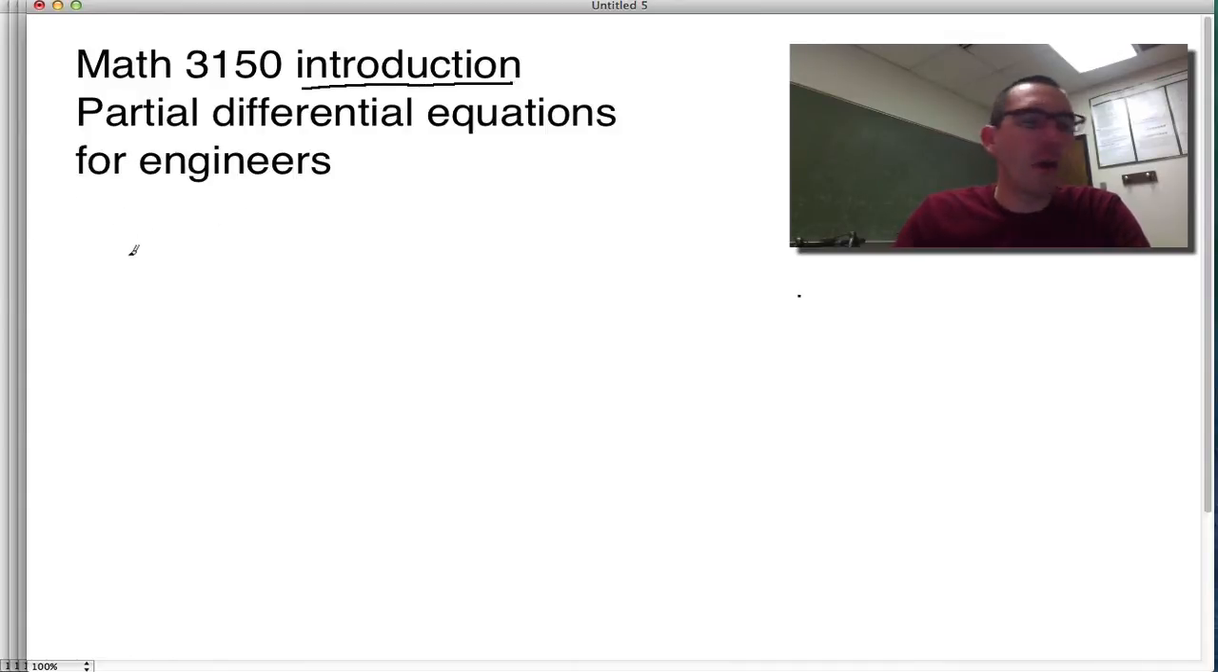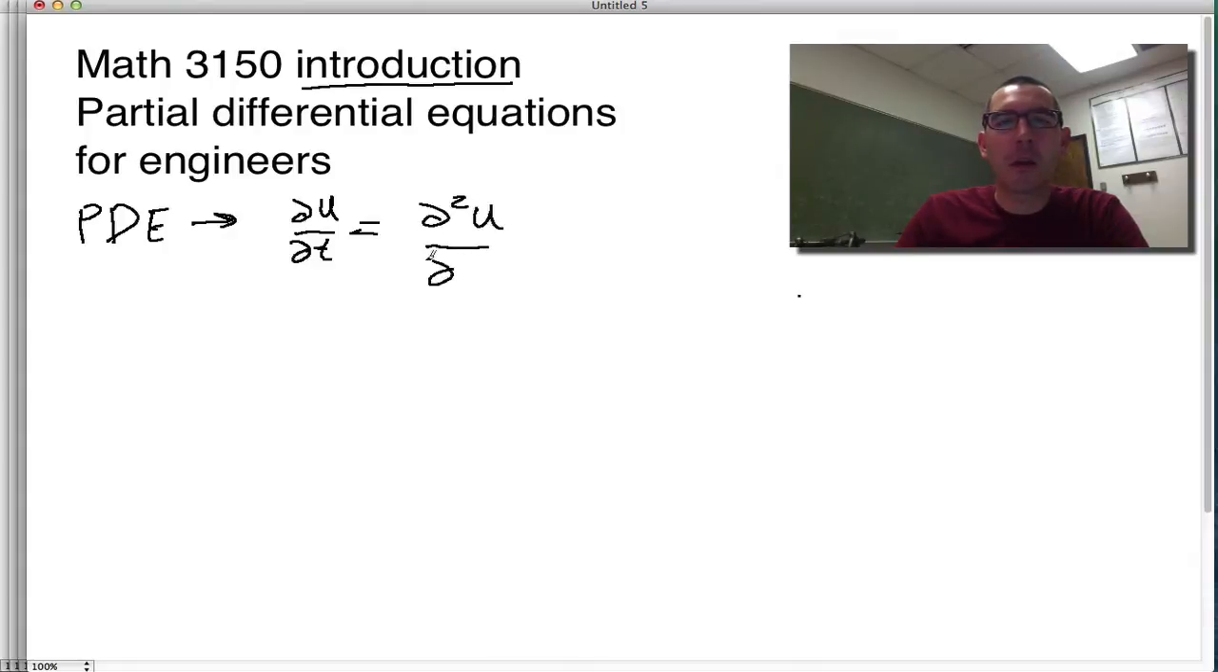So what is a PDE? We call a partial differential equation, which we'll always abbreviate as PDE. A partial differential equation, more or less, is just an equation that involves partial derivatives. So for instance, here's one. The idea is there are partial derivatives.